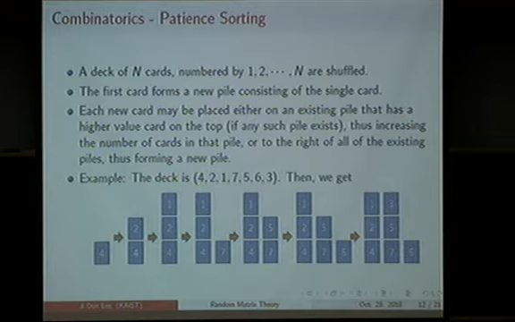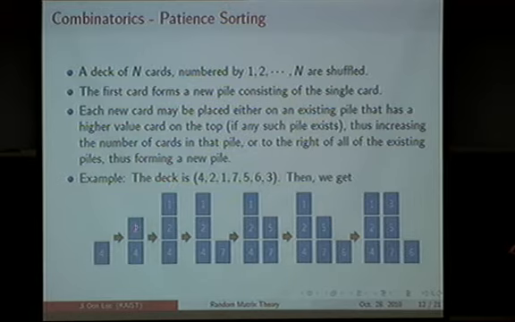The third example is from combinatorics. Consider we have a deck of n cards numbered 1 through n, and we shuffle it. When we build piles of cards, we just put the first card down. Let's follow this example. We have 7 cards, 1 through 7, and after the shuffle we get 4, 2, 1, 7, 5, 6, and 3 in this order. We put the first card, 4, first. And we compare the second card with this 4. If 2 is less than 4, then we just put 2 on top of 4.